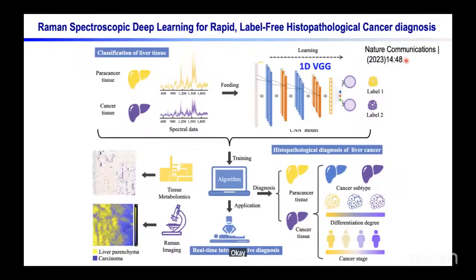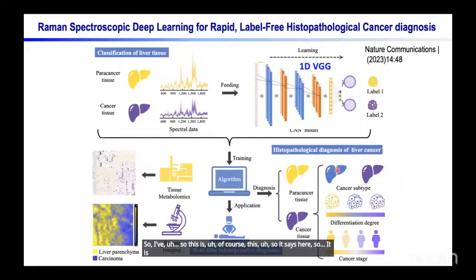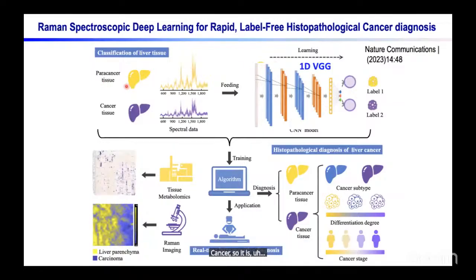Okay, so the next application, let's see the title myself. So it says here it is for the diagnosis of cancer. So it is essentially pancreatic type of cancer. So it is in pancreatic tissue.